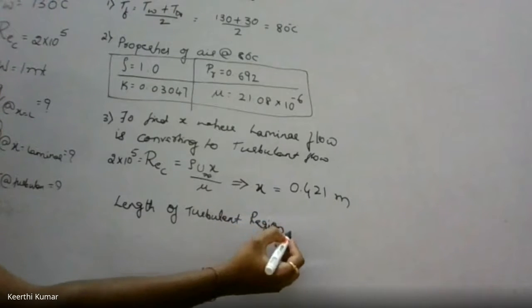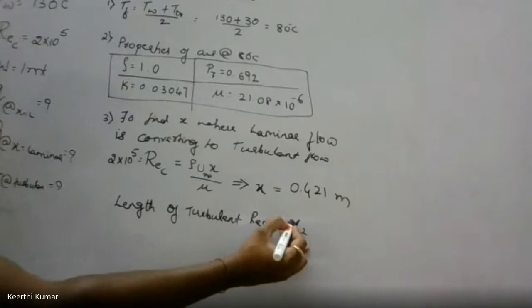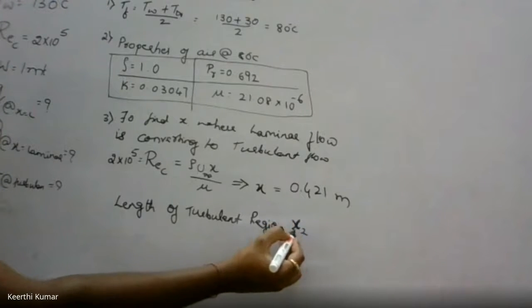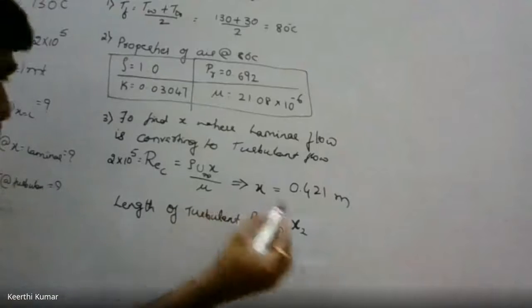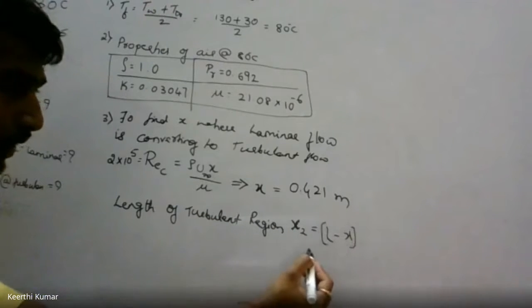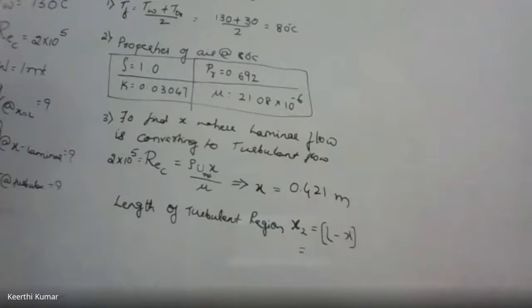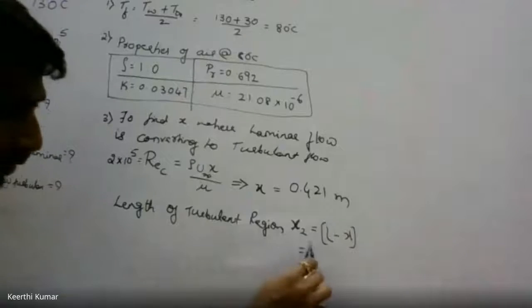region. So let me take that as x2. x2 indicates the length of the turbulent region. Just for your convenience, I'm writing x2 is the length of the turbulent region. That means L minus x. 4 minus the value of x is equal to how much? 3.5. What is the length of the turbulent region? 3.578.